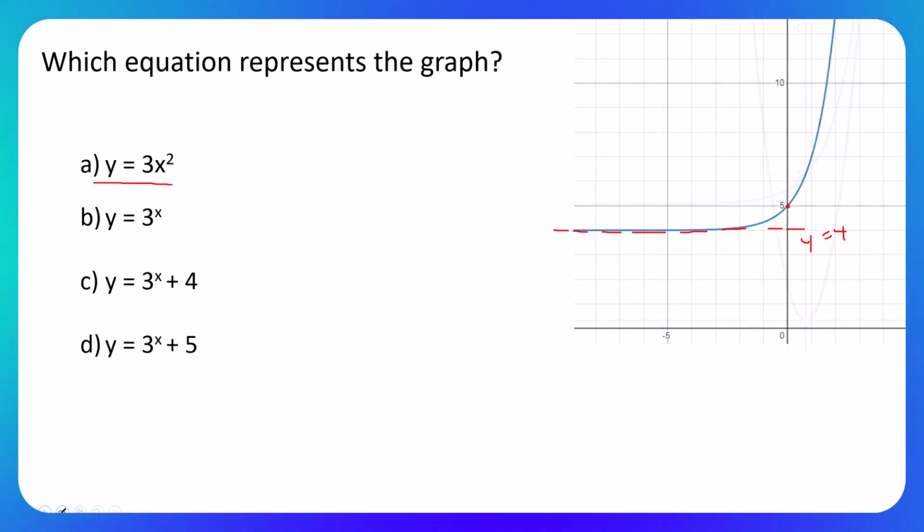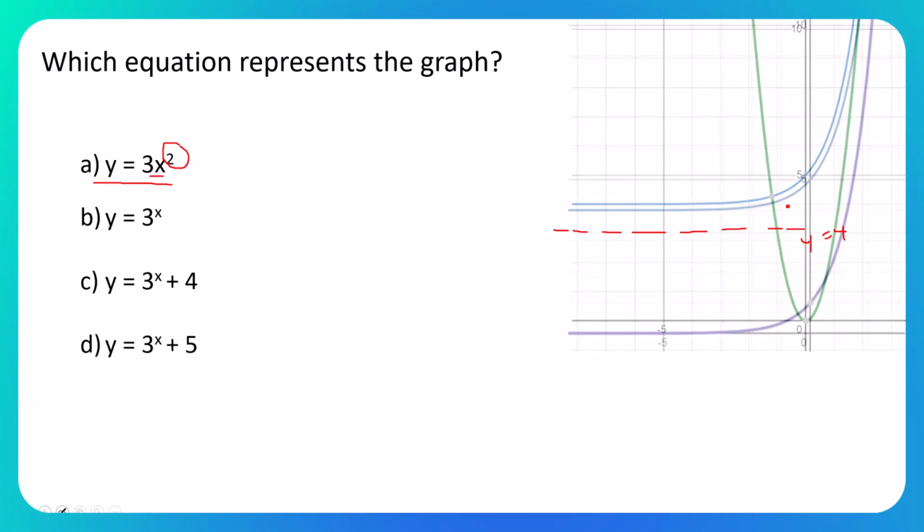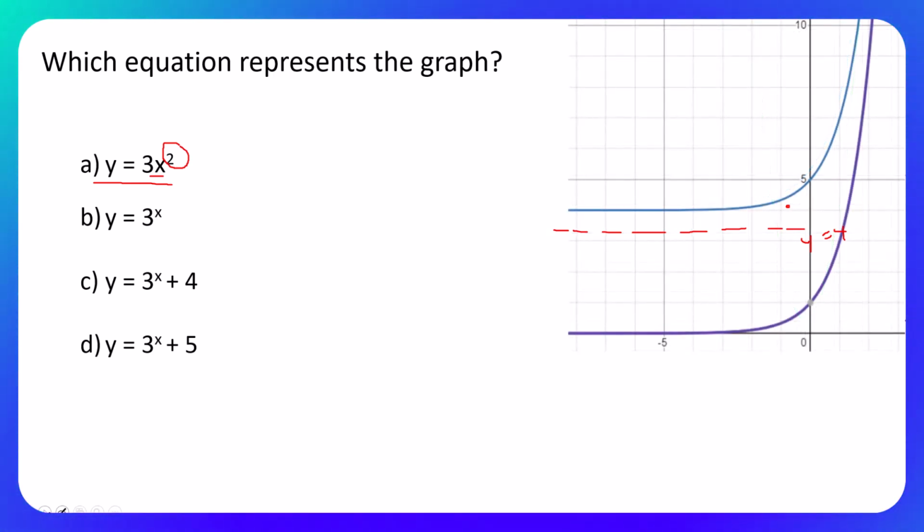Y equals 3x squared. Just looking at that, this is a quadratic equation. We're squaring. We have an x squared, a quadratic term. So that's not going to be our function. Okay, let's look at the next one. Graph the next one: y equals 3 to the x. All right, that doesn't look like a match.